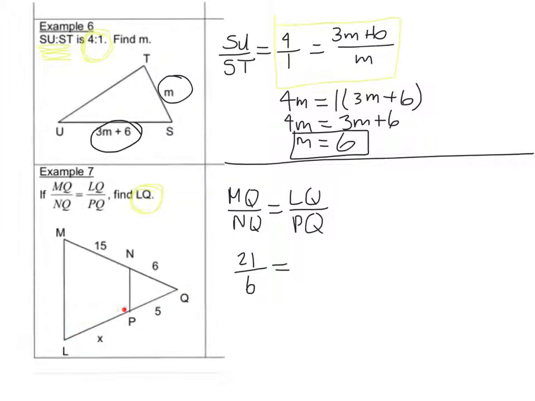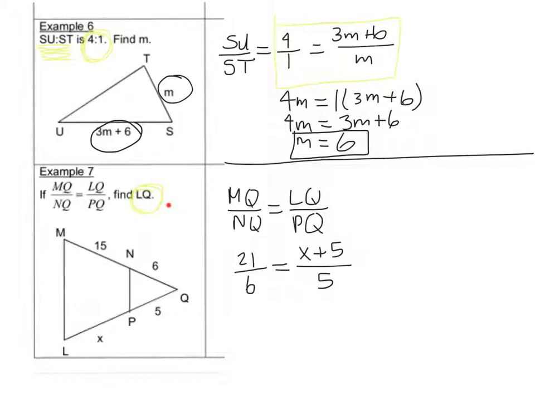So it's not just X, it's not just 5. It's these two values put together. Now think about what we did here. I said it wasn't just 15, it wasn't just 6, it was 21. What did we do with these two values? We added them. We did 15 plus 6 to get 21. So if I want to find this whole length, I'm going to have to add these two together. That's why we'll say that LQ is X plus 5. And PQ is 5.